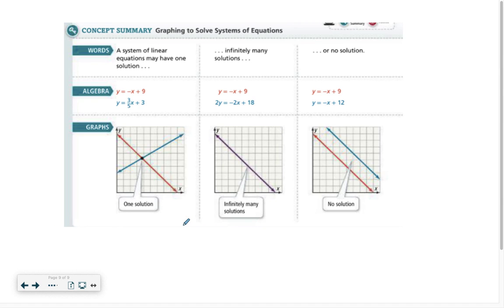And here is a nice little concept summary to help you keep track of systems of linear equations that have one solution. That is when 2 lines just cross at one spot, that's the one solution. If 2 lines overlap, that is called infinitely many solutions, and it looks like there's just one line on the graph. Then if you have 2 lines that never touch, that's called no solution because they never intersect. So you don't have that solution. You don't have that point.